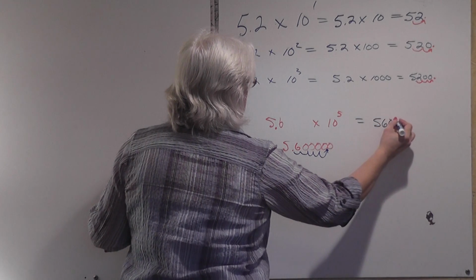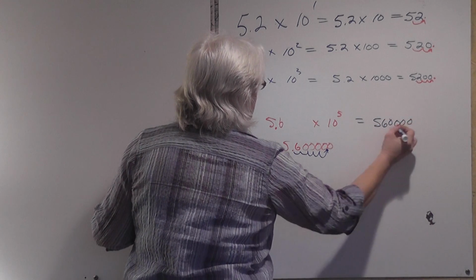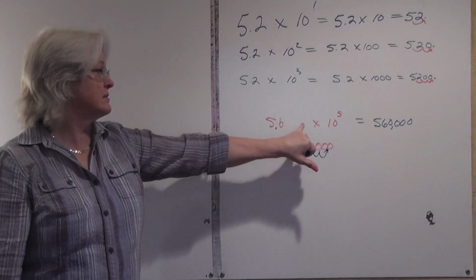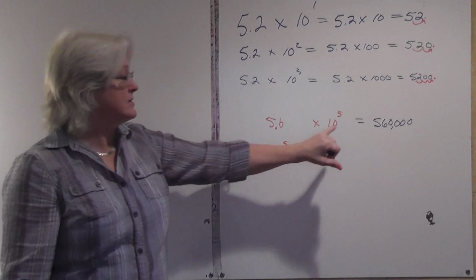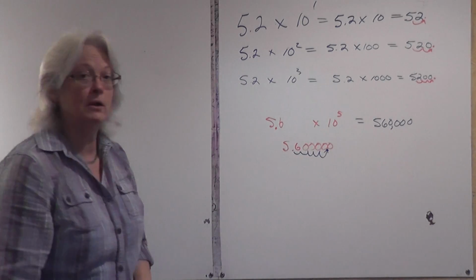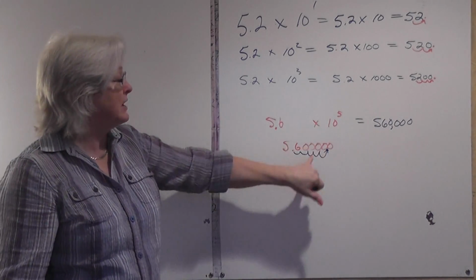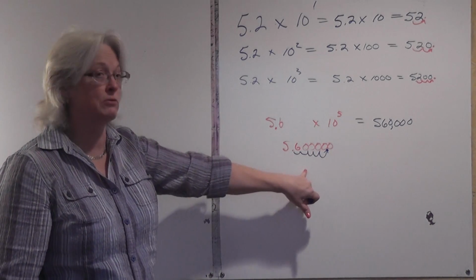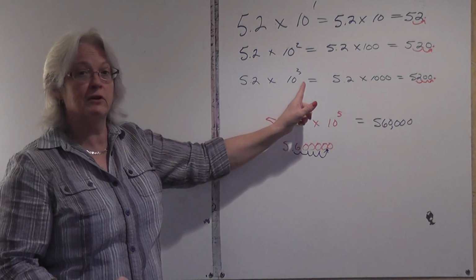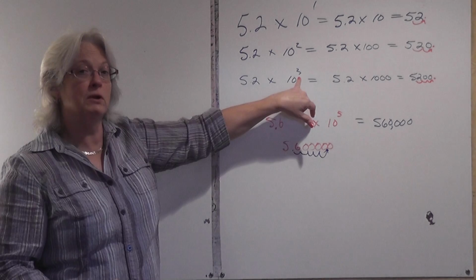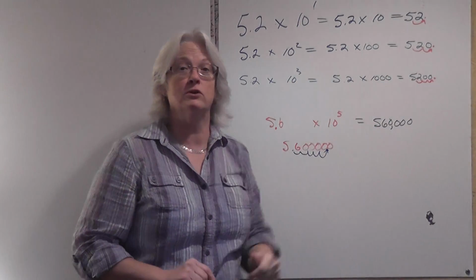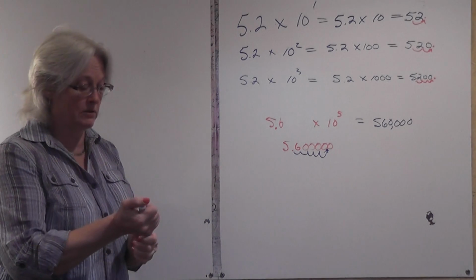5, 6, 1, 2, 3, 4. 5.6 times 10 to the 5th gives us a resulting product of 560,000. And all we've done is we've moved our decimal point 5 units to the right. So that's what this exponent is going to indicate. When you have scientific notation, that exponent, when it's positive, tells you how many units you move the decimal point to the right.